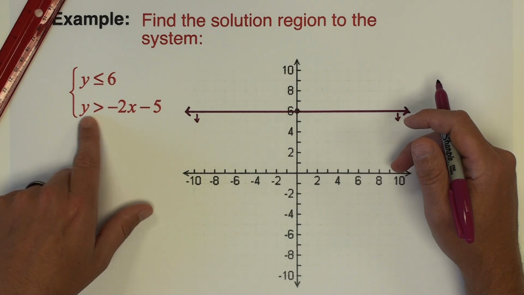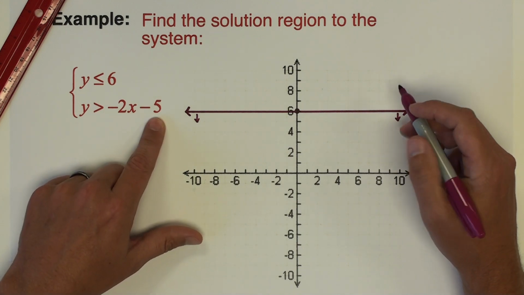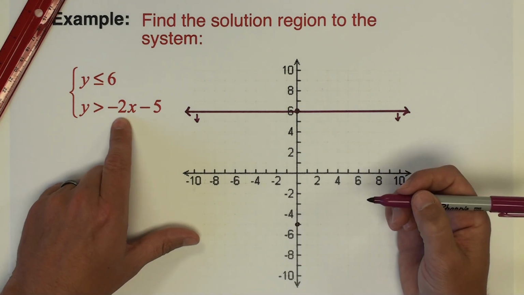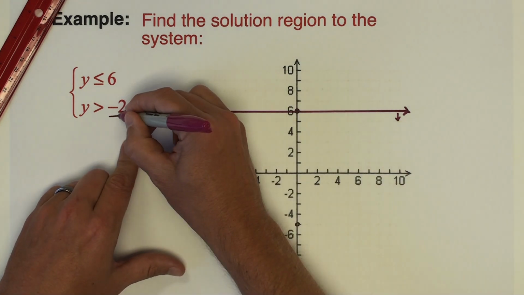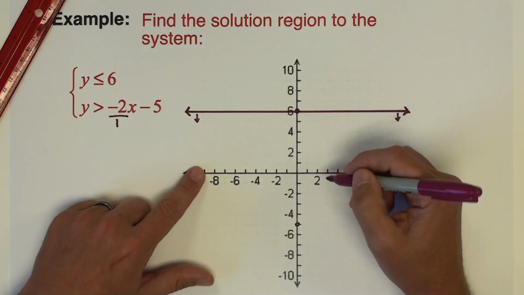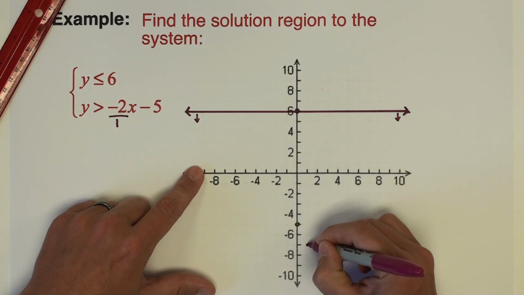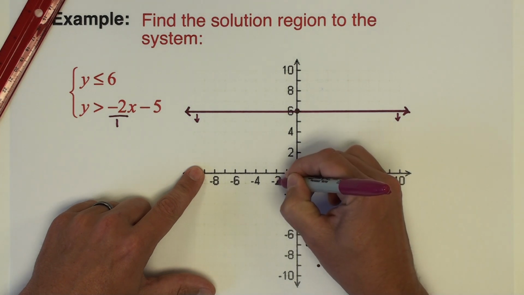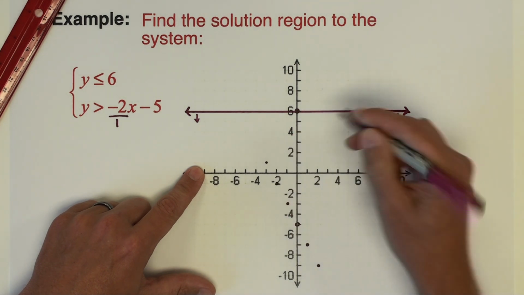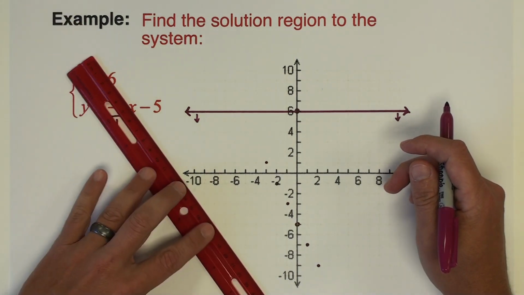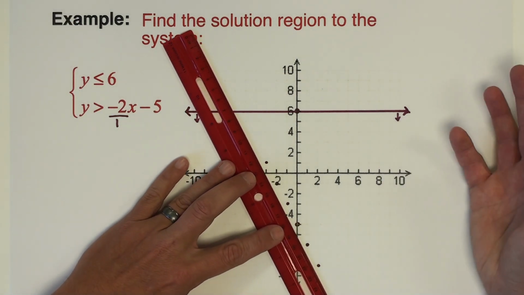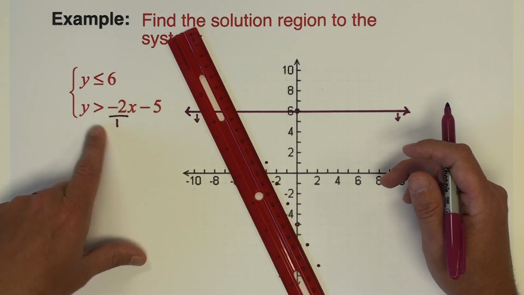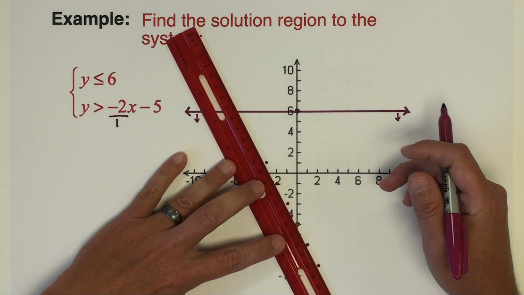Now the other inequality, y is greater than negative 2x minus 5. It's going to start at negative 5 on the y-axis. It has a slope of negative 2, which I can think of as negative 2 over 1. So we're going to go down 2 and to the right 1 for our points. We could also go up 2 and to the left 1 to be on the same line. So plot as many points as you need to make sure this line is going to be straight, and then we'll go ahead and sketch the line. Notice that there's no equal to, so this is going to be a dashed line along these points.